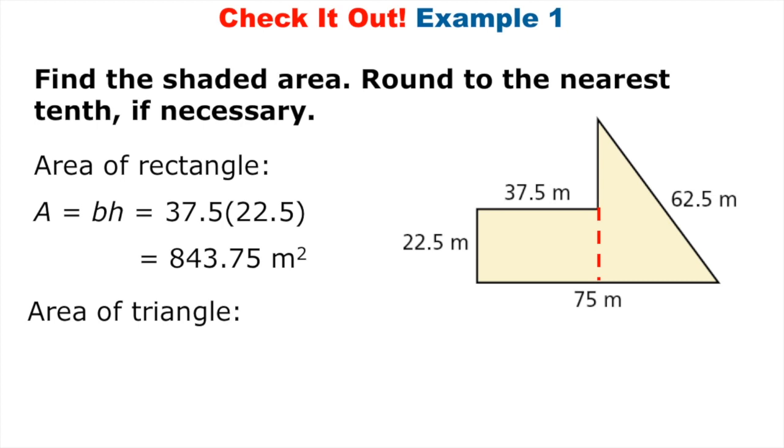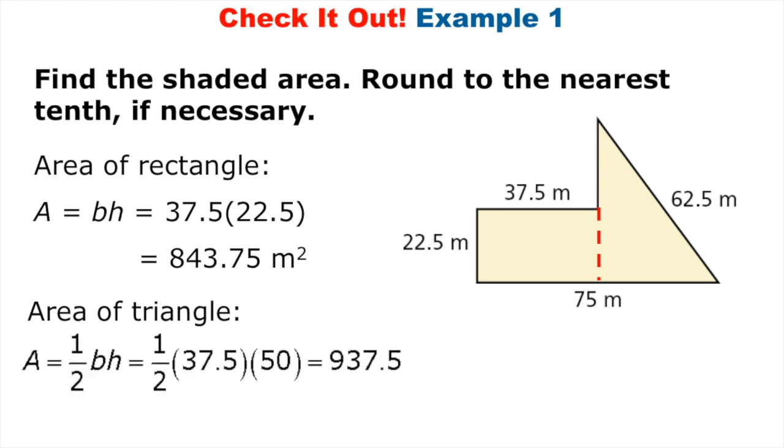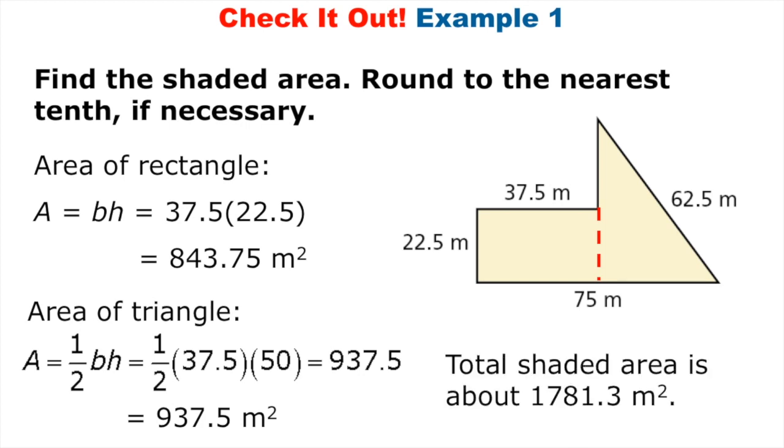Now we need to find the height. We don't know the missing piece of the height of the triangle, but we do know that it is a right triangle. So we can use the Pythagorean theorem. So a squared plus 37.5 squared equals 62.5 squared. Working that out, we find the height is 50 meters. So by plugging that into our area formula, half of 37.5 times 50 is 937.5 meters squared. So to find the total shaded area, we add those two values together and we get approximately 1,781.3 meters squared.